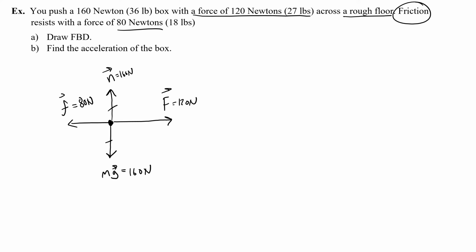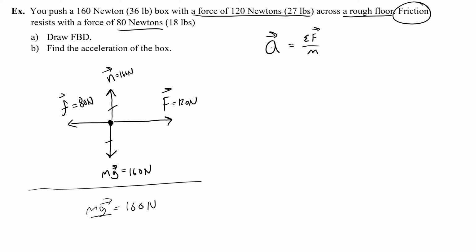Wonderful job. Now to find the acceleration. Again, to find the acceleration, we'll do the net force divided by the mass. And I can find the mass of the box by taking mg and then dividing by g, right, because that cancels that out. Well, g is 10 meters per second squared, and 160 over 10 gives me 16 kilograms. So that's the mass of the box.